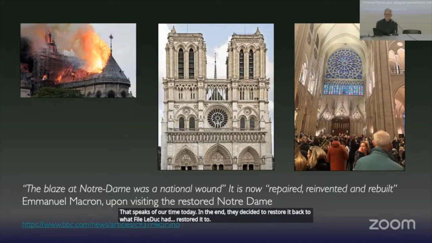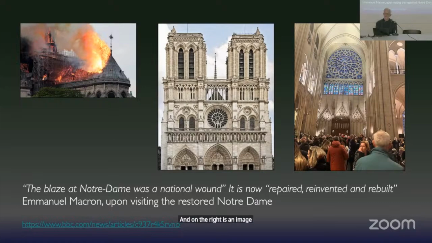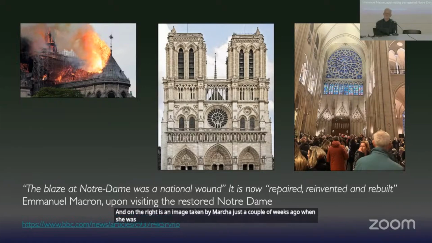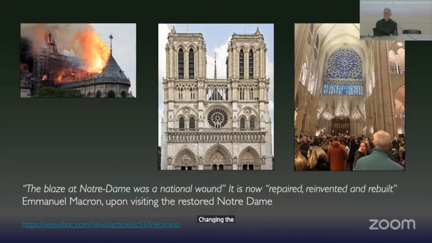And on the right is an image taken by Marcia just a couple of weeks ago when she was in Paris, just to bring out another dimension of conservation and agents of deterioration. And in this case, it's tourists. People in a building can actually contribute to the destruction of the building through changing the temperature, the relative humidity, the graffiti, and so on.